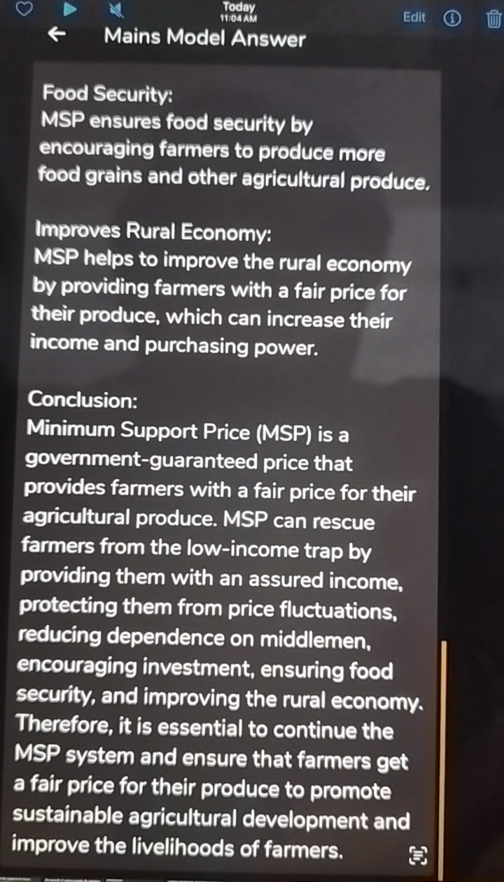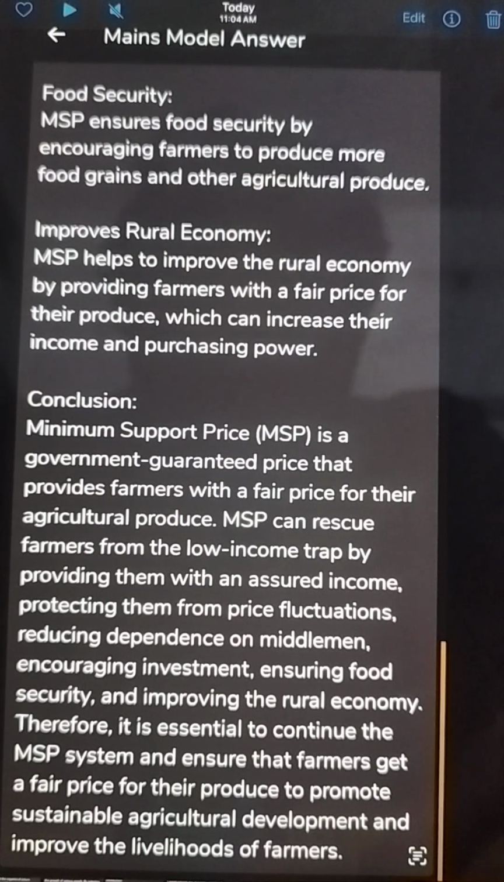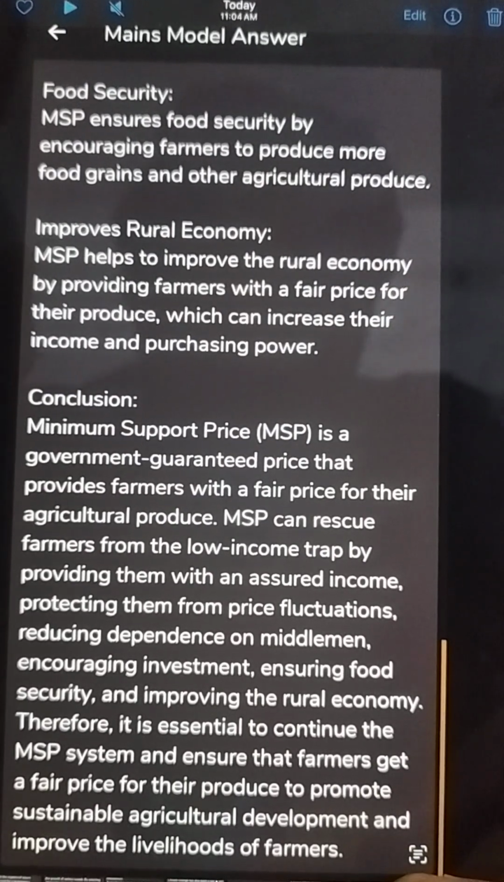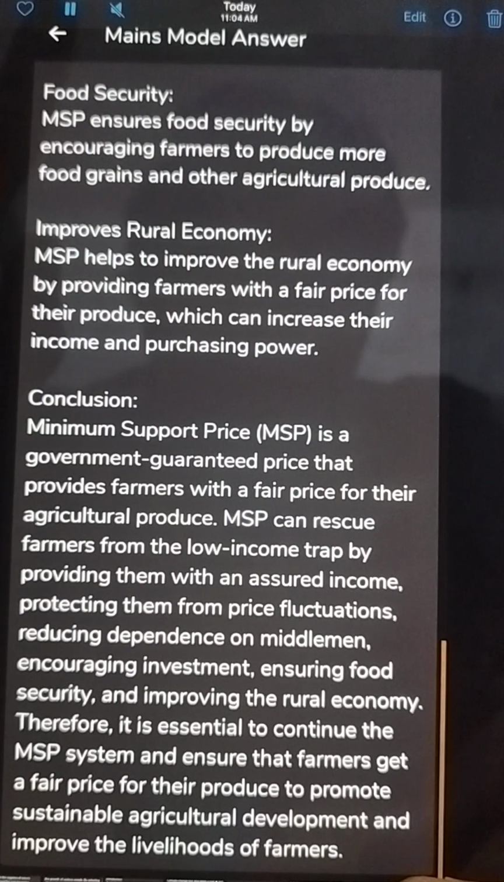MSP can rescue farmers from the low income trap by providing them with an assured income, protecting them from the price fluctuations, reducing dependence on middlemen, encouraging investments, ensuring food security, and improving the rural economy. Therefore, it's essential to continue the MSP system and ensure that farmers get a fair price for their produce to promote sustainable agriculture development and improve the livelihood of farmers.